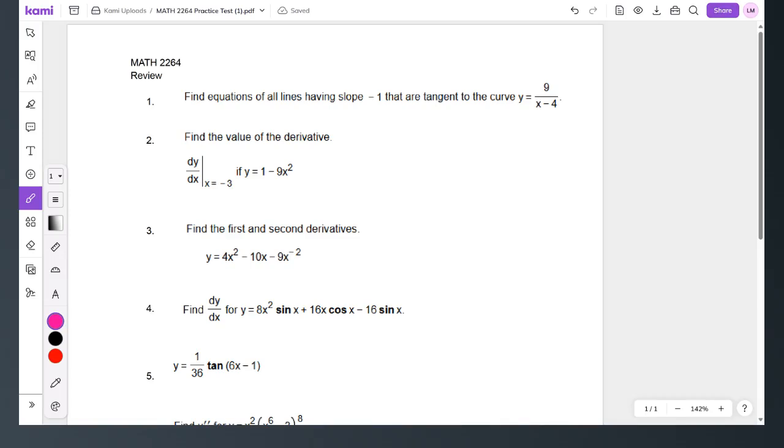Here's the review for the Chapter 3 exam. So the first question asked me to find equations of all lines having slope of -1.